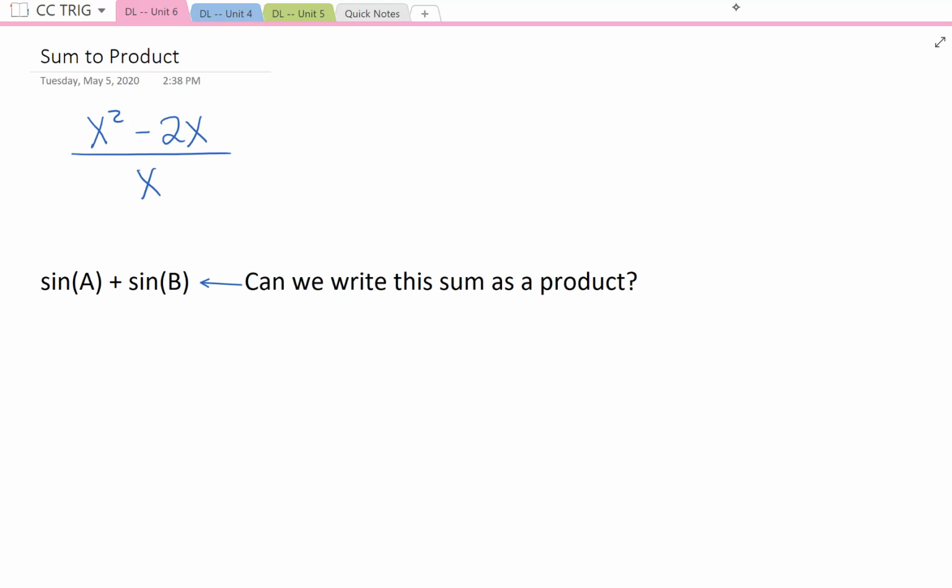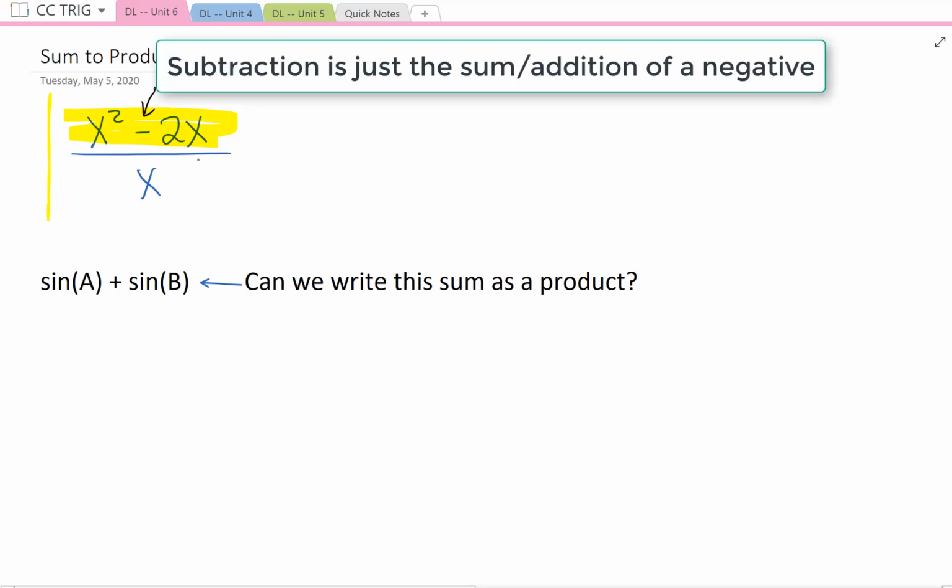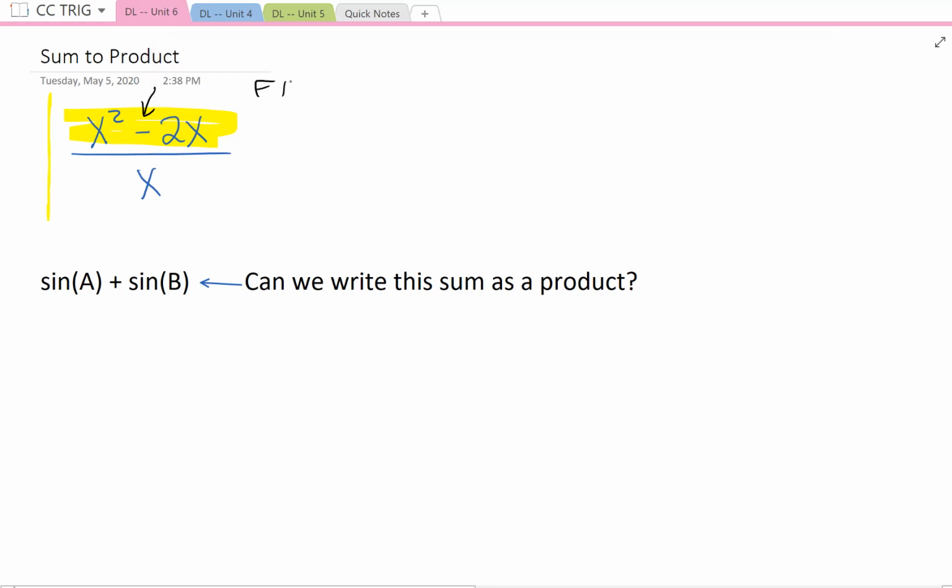In math, there are various cases where you would want to turn a sum or a difference into a product. For example, we have this rational expression that has x squared minus 2x in the numerator. In order to turn this sum into a product, we factor, and we get x minus 2 over x. After factoring, we're able to reduce and get a non-rational expression. This is just one of the many uses for turning a sum into a product.